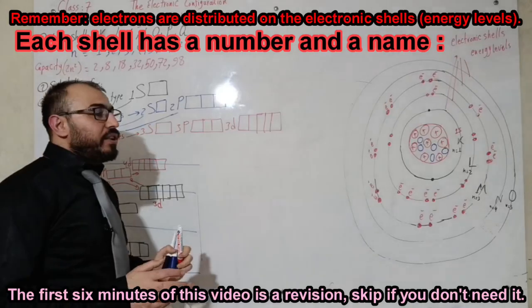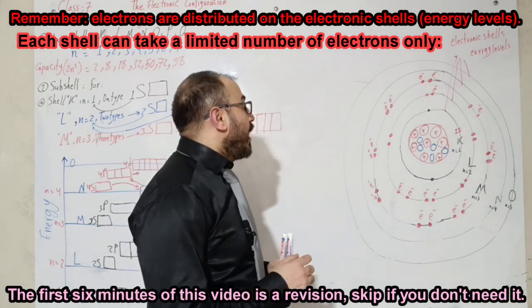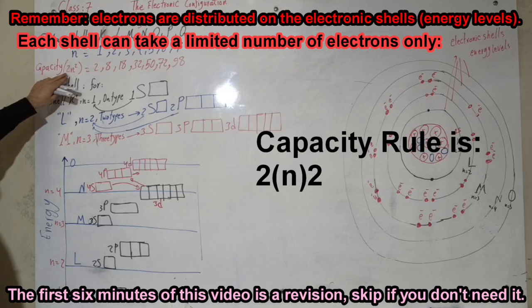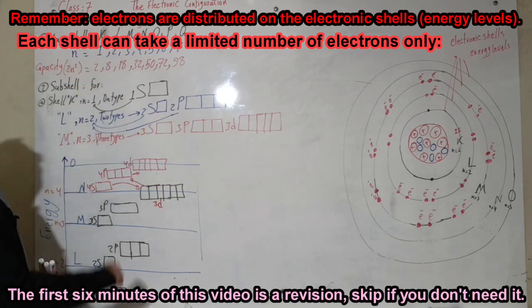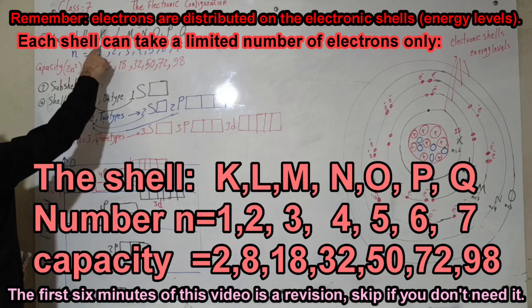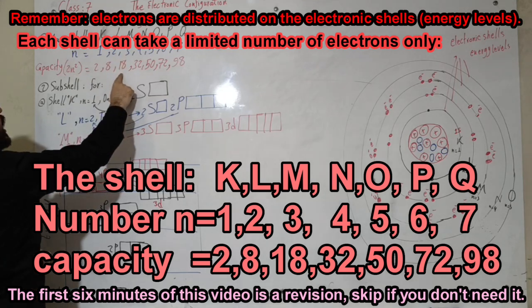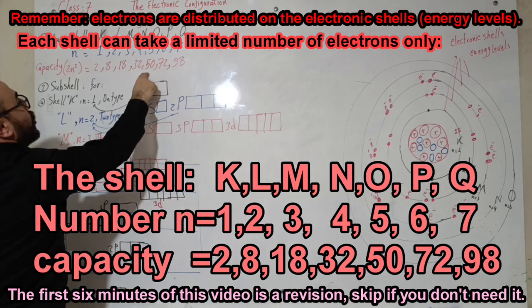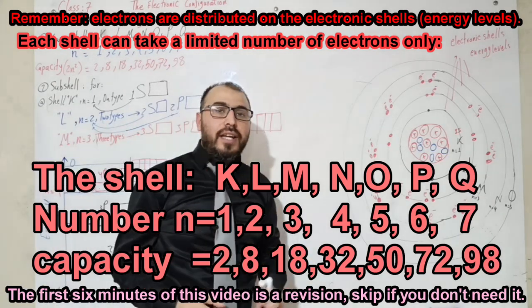And then we answered a very important question, which was how many electrons each shell can take. We said that this is called the capacity rule or the capacity equation. The capacity equation is 2n squared, where n is the number of the shell. For example, shell number 1, K, can take 2 electrons according to this equation, while shell number 2, L, can take 8, shell number 3, M, can take 18, shell number 4 can take 32 electrons, shell O, number 5, can take 50 electrons, while shell P can take 72 and shell Q can take 98 electrons.